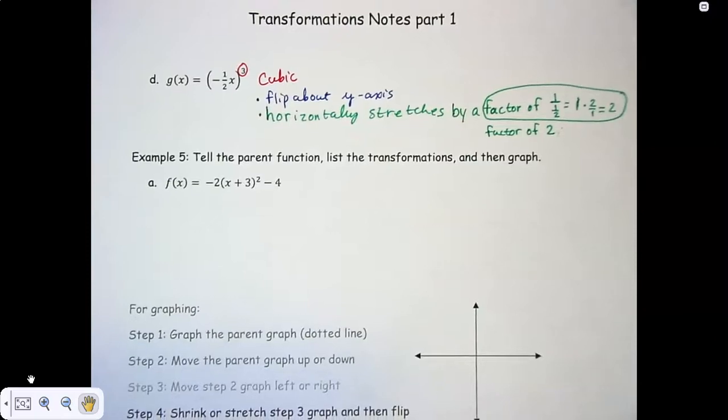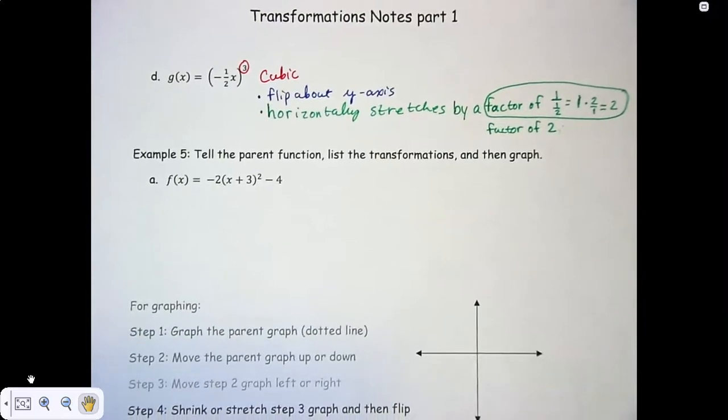But then this last video, we're going to actually do everything. We're going to put all of it together. Make it happen, Captain. All right, so with that, we have this function here of f. The directions for example 5 say: tell the parent function, list the transformations, and then graph. So we have this wonderful function with all these different types of transformations happening.